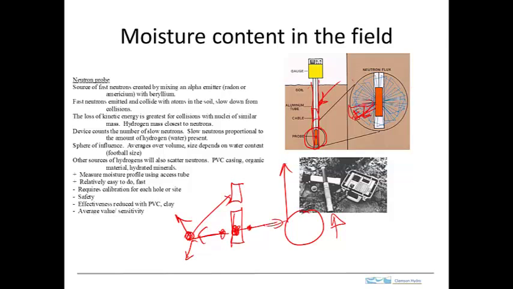In order to get this to work, you have to calibrate it for each location in order to really get the best resolution out of it. And that's feasible to do. You would take a core as you install this access tube. So this is a neutron probe, and these are fairly widely used. Actually, there you can see the access casing for this neutron probe. These are fairly widely used.